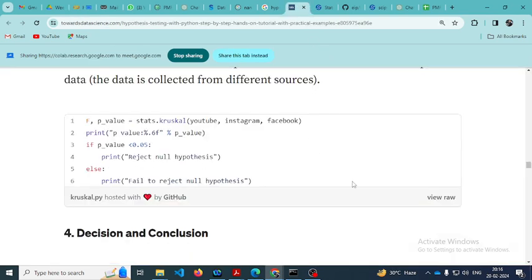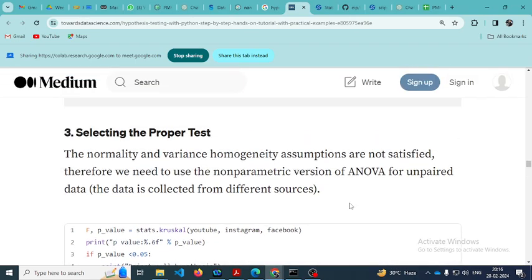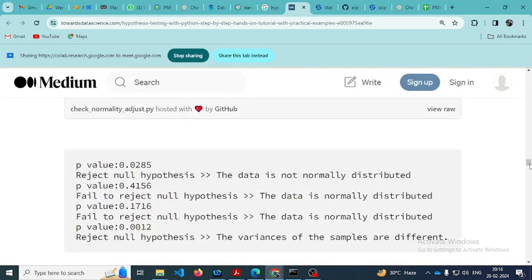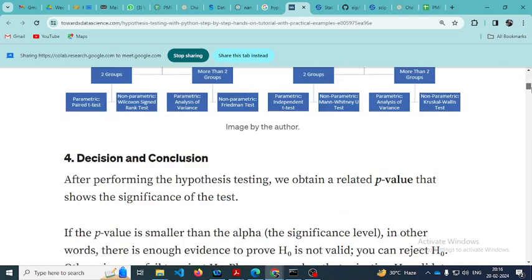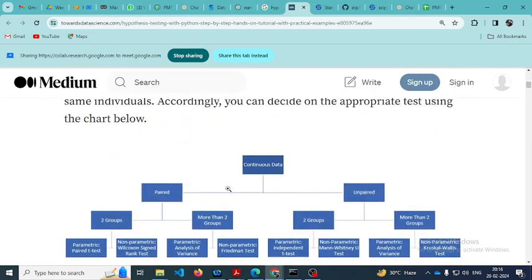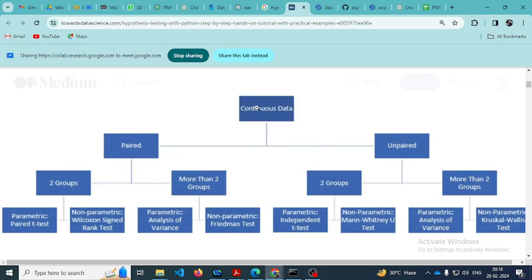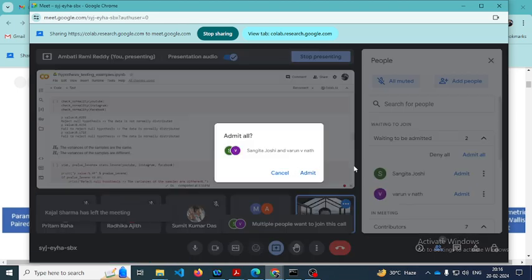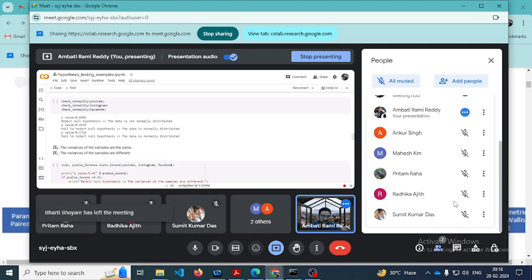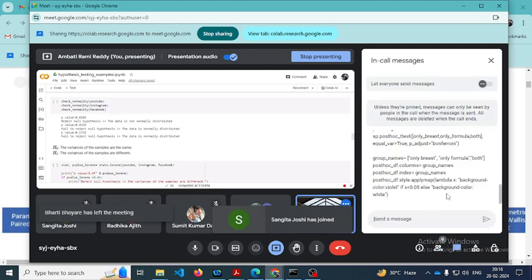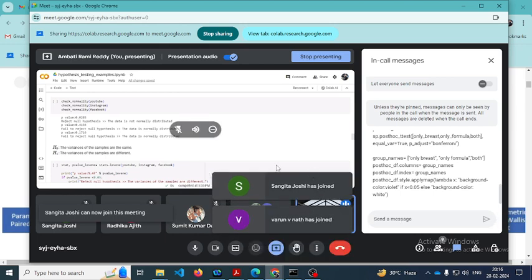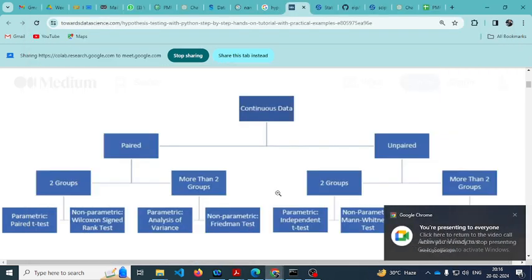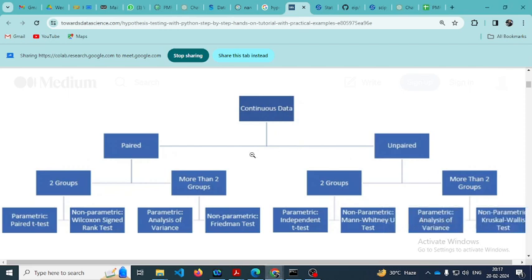So how are you going to select your proper test? Initially I showed one figure. If you want, I will copy that figure. So initially you have seen some image. Based on that image, we are selecting the proper test.